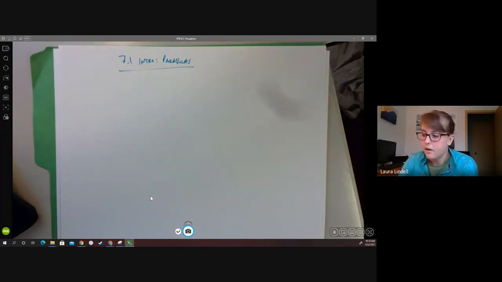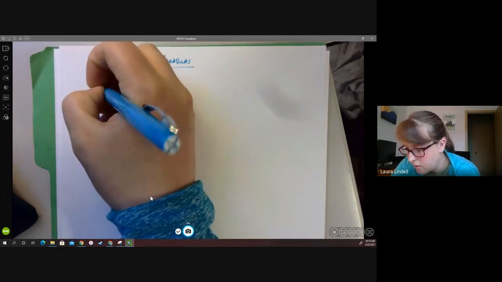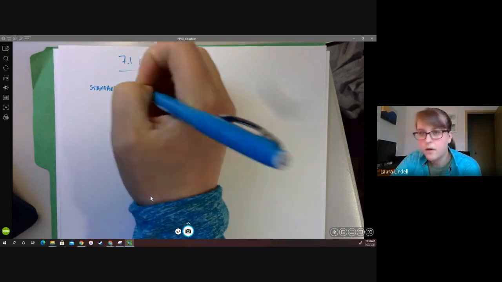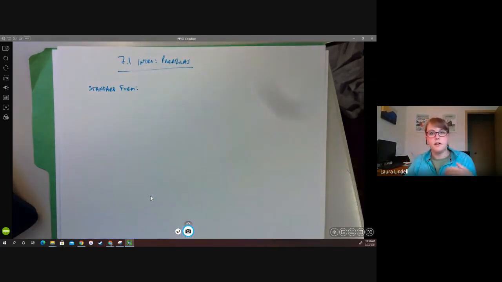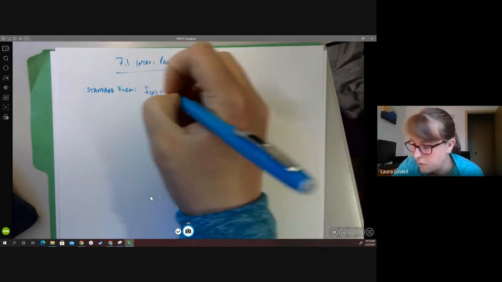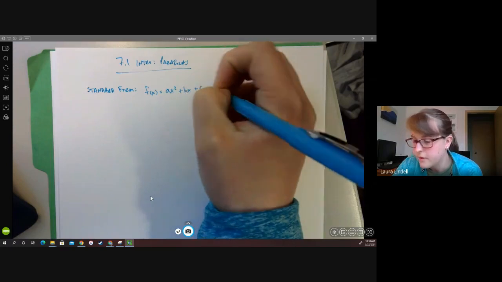7.1 intro. Okay. So first, looking at parabolas, thinking about the standard form of a parabola. So for one that opens up and down, we're looking at f of x equals ax squared plus bx plus c.